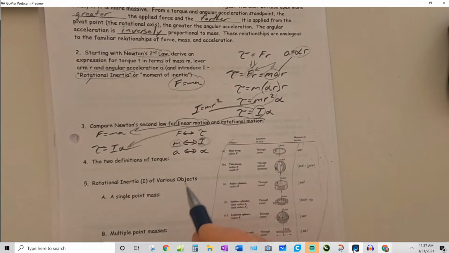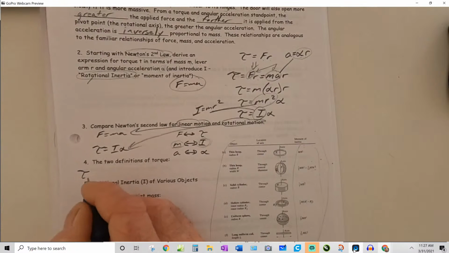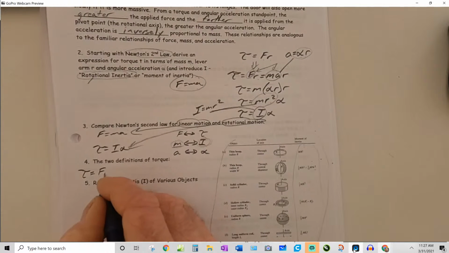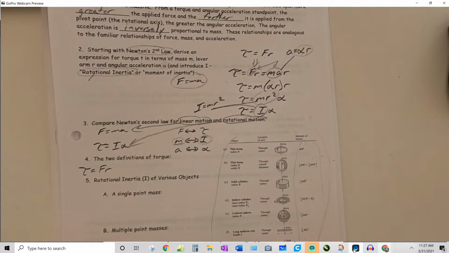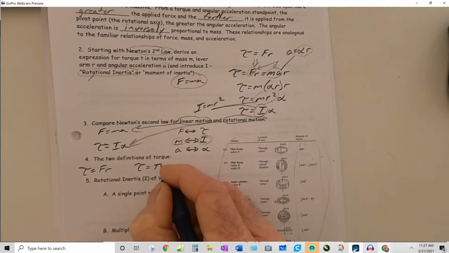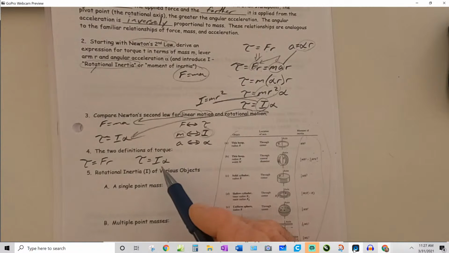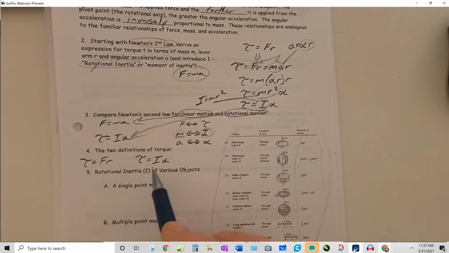So now we have two definitions of torque. One is the one that we started the unit with: torque equals force times radius, or force times lever arm. And then this new one is torque equals I alpha, which allows us to do a lot more things. Now we can use these two formulas. We could say FR equals I alpha and do lots of stuff now.